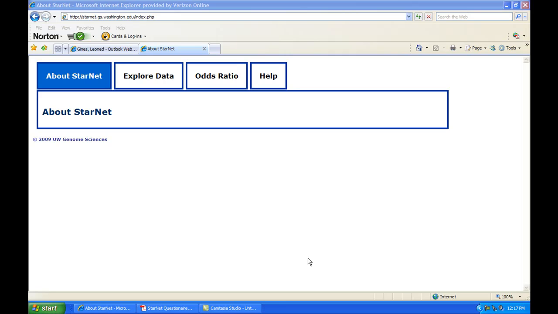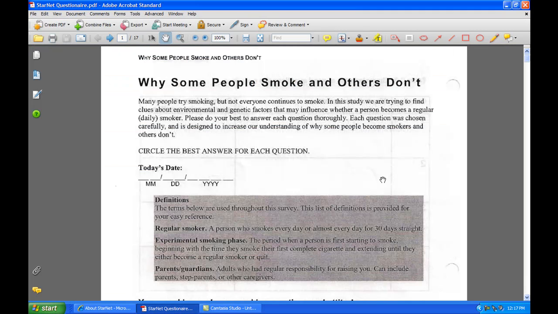So when you first log into the database, well, actually, you don't have to log in. When you first enter the database, the screen that welcomes you will look like this. In order to use the database, you'll have to have access to the questionnaire that the participants in the study actually filled out. And the questionnaire looks like this.